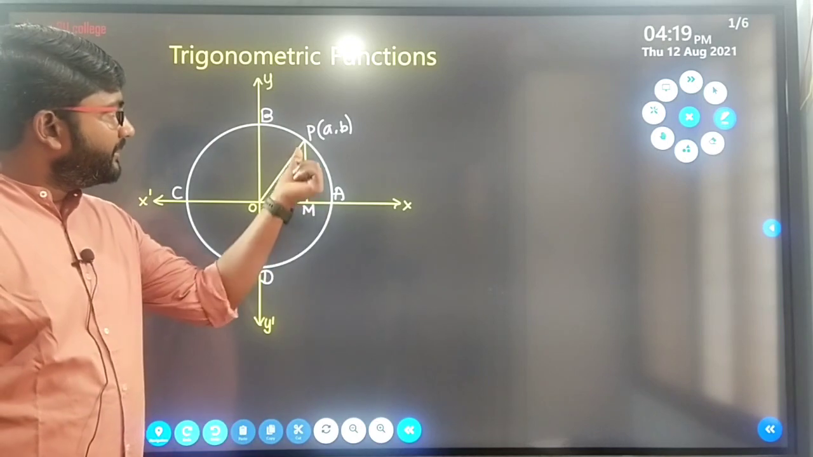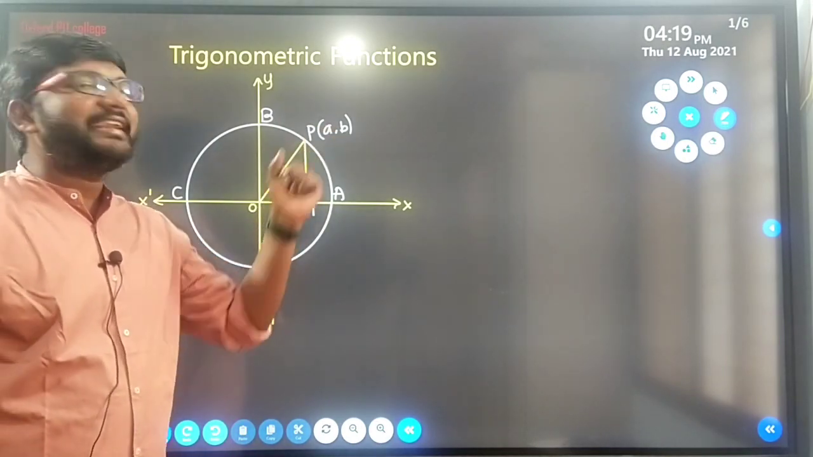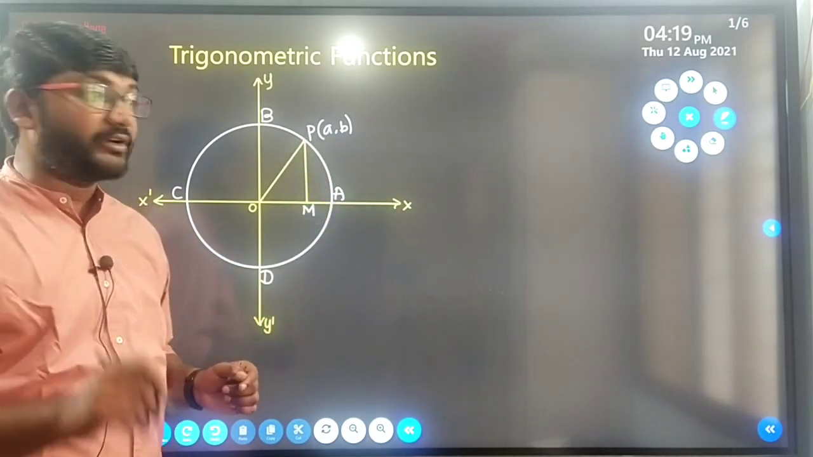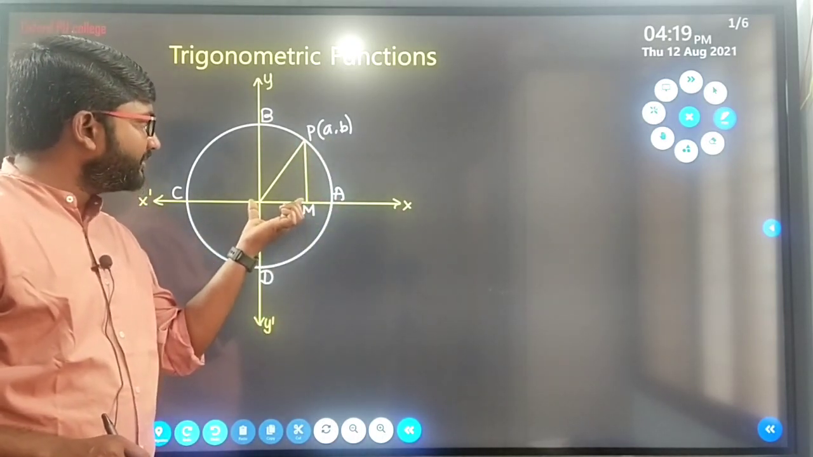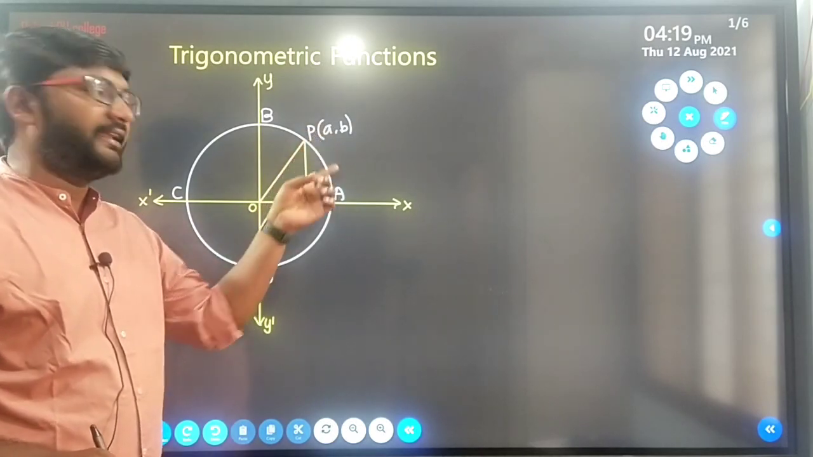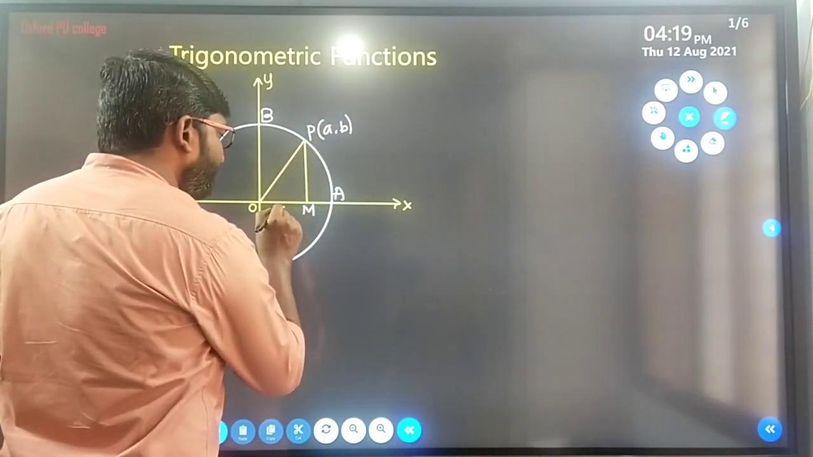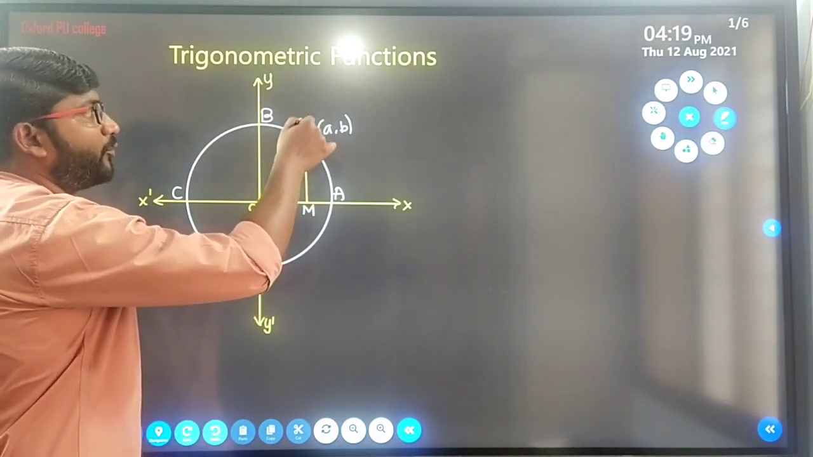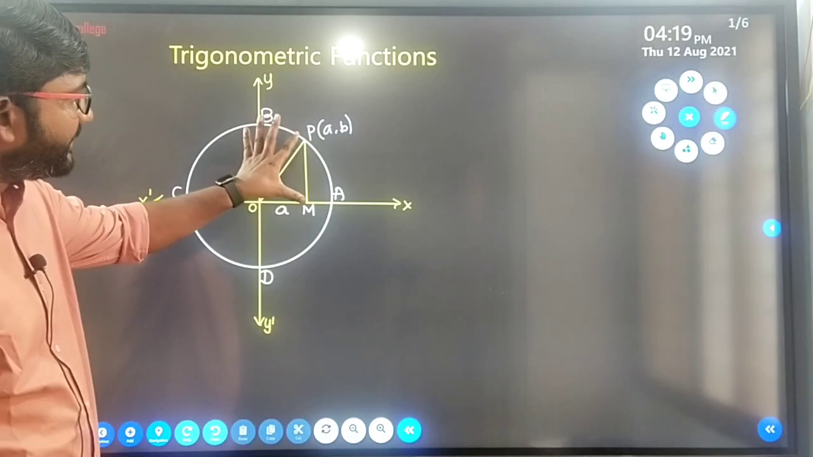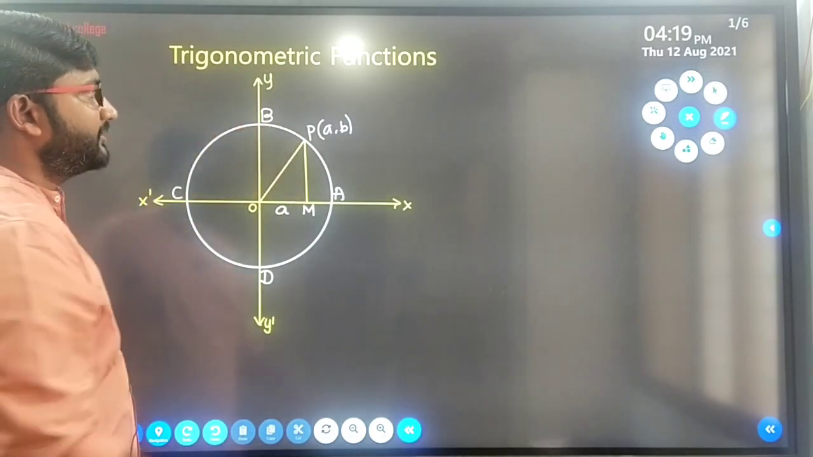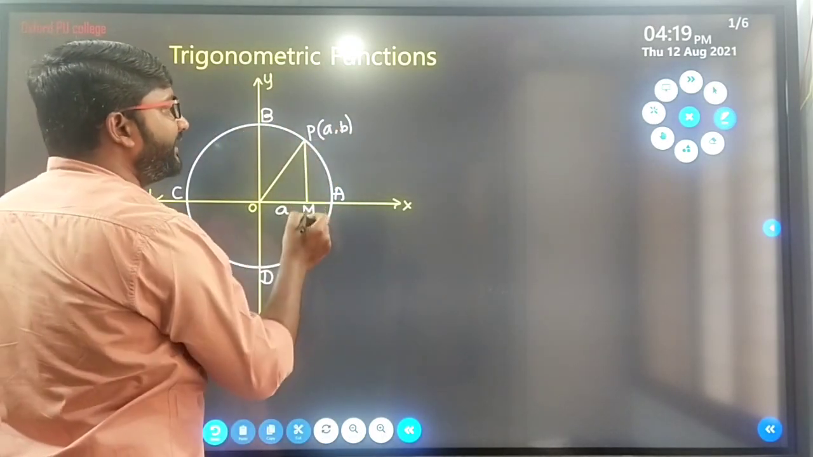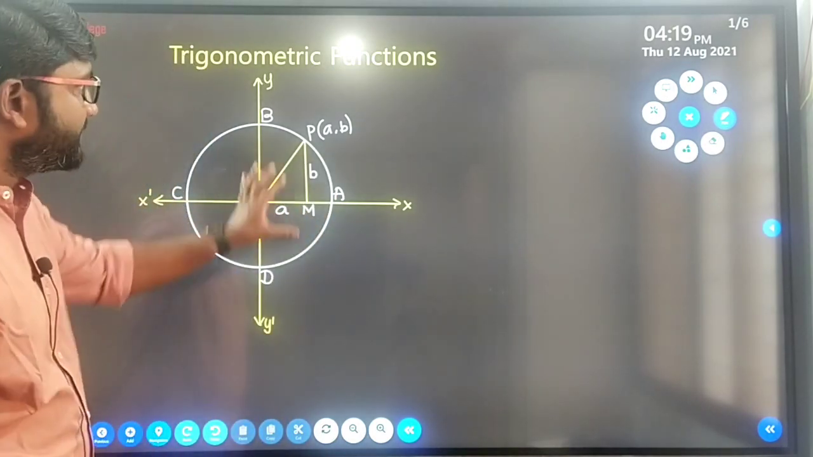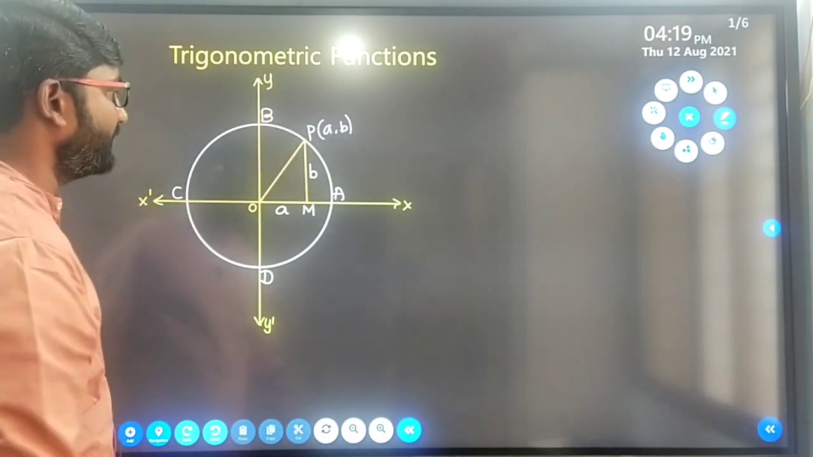So this is the point P whose coordinates are a comma b. a is the x coordinate and b is the y coordinate. So OM is going to be the x coordinate of this point, that is a. Then PM is nothing but the y coordinate of the point P, so the height PM is going to be small b.